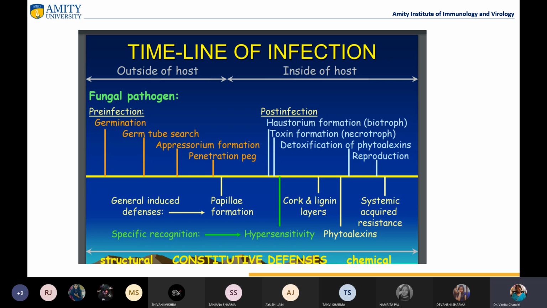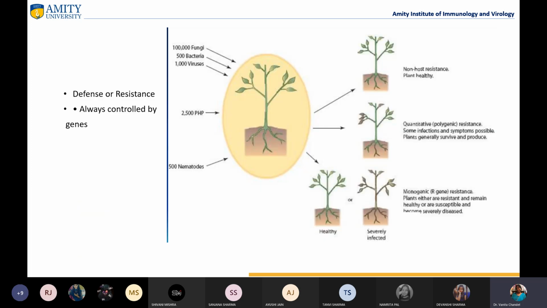So these are the different kinds of responses which plants take, right? So defense or resistance. We know that there are certain genes, or naturally resistant genes, present in the host plant, due to which the pathogen is not able to infect the host plant. There are different types of resistance available: it could be non-host resistance, polygenic resistance, or monogenic resistance, or R gene resistance, which we'll study in detail, right?